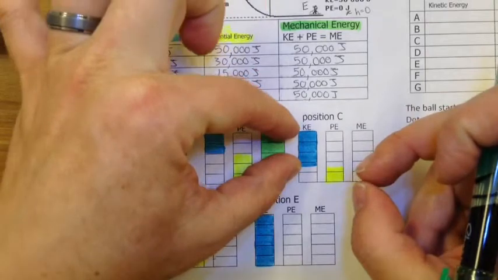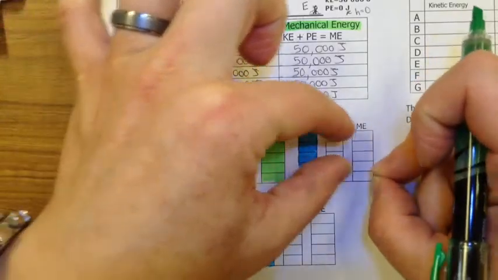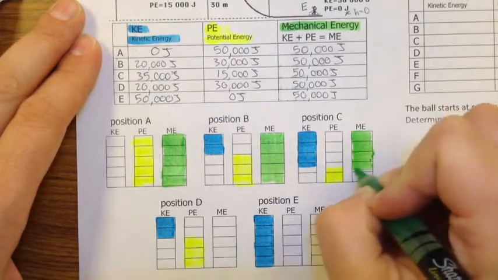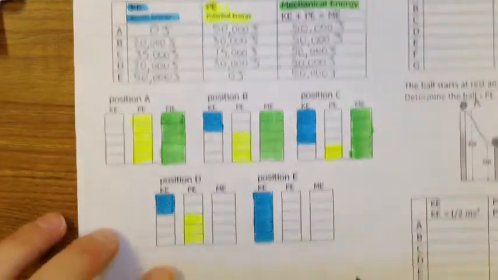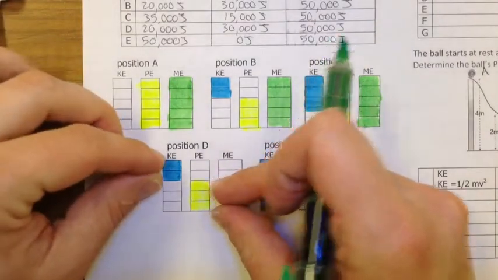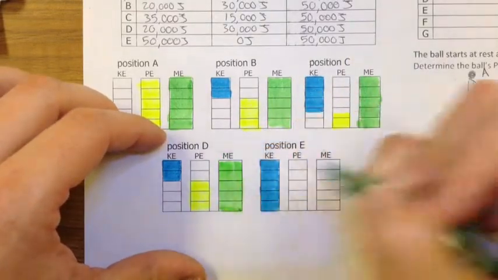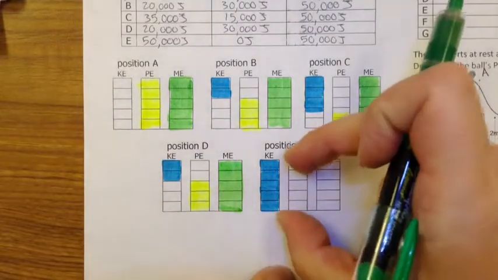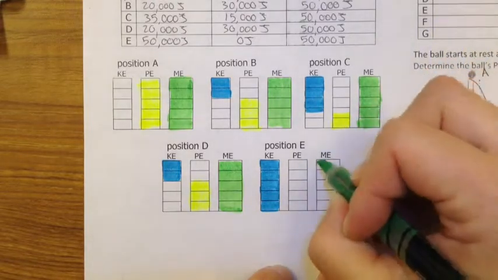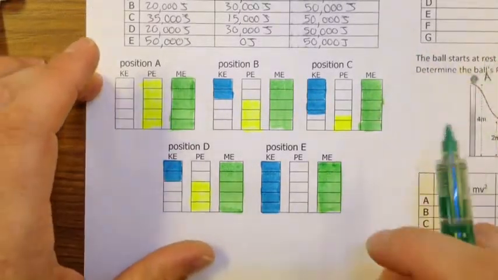Position C, 35,000 of kinetic energy, 15,000 of potential energy gives us a total of 50,000 mechanical energy. At position D, we have 20,000 kinetic, 30,000 potential. Add them together, we get 50,000 of mechanical. And at position E, 50,000 kinetic, 0 potential gives us 50,000 of mechanical. The mechanical total amount of energy doesn't change.